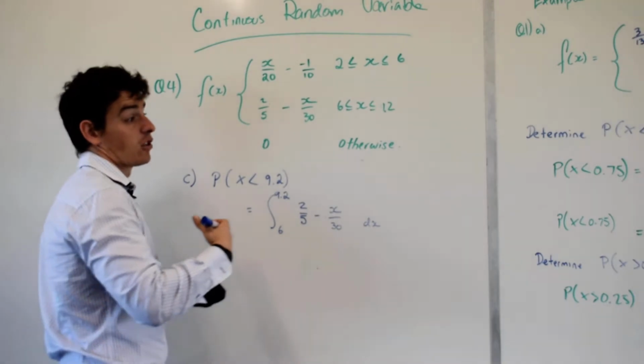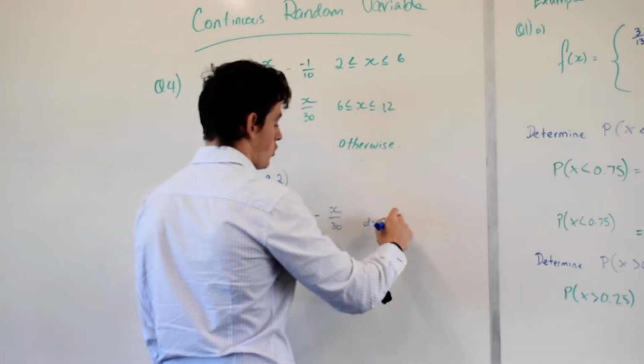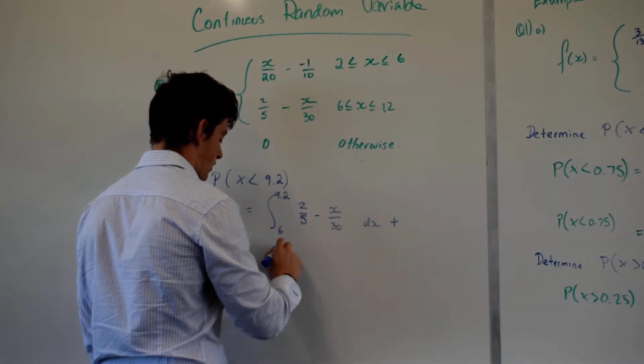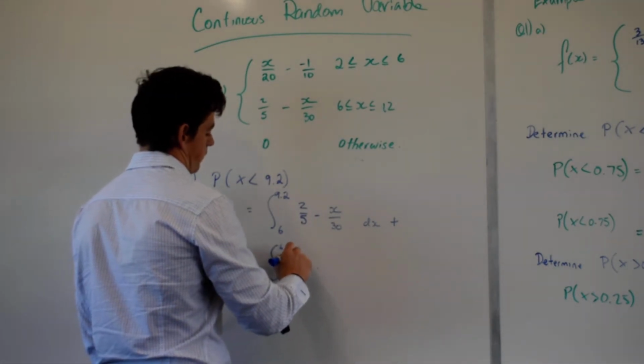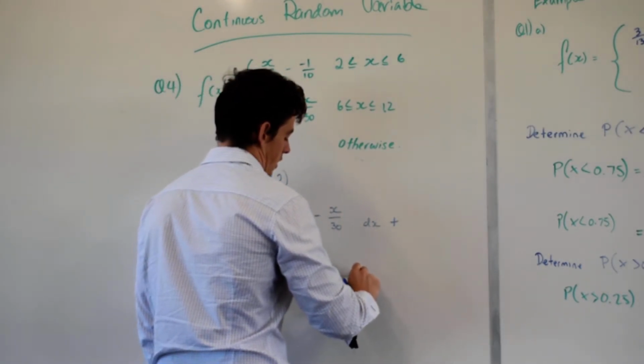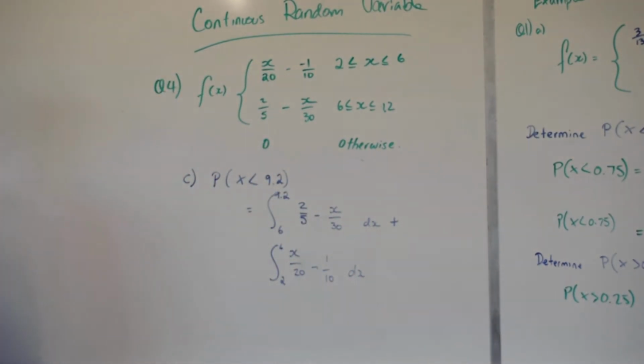To account for the fact that we do need to go all the way back to 2, we need to add our second function between 2 and 6. Okay. Does that make sense? Yeah. And then all we have to do is shove that into our calculator.